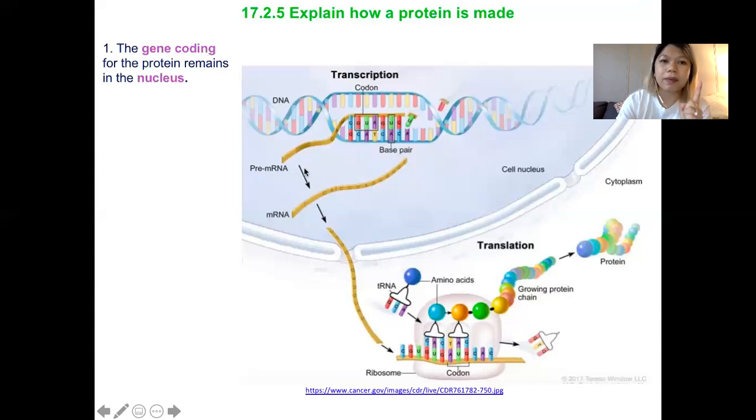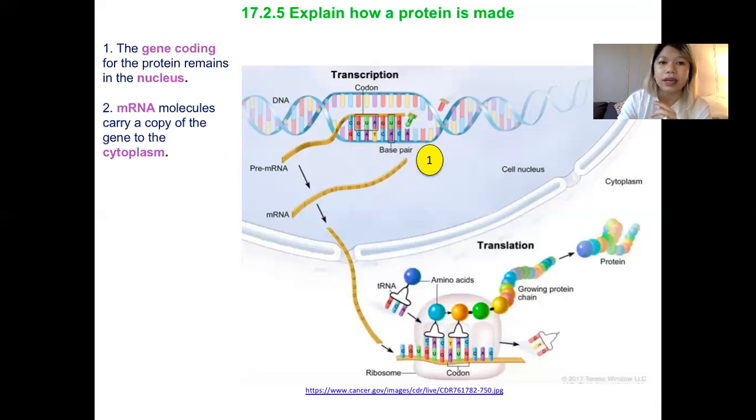Okay, so step number 1, all the genetic information, the coding, is always found in the nucleus, in that DNA. That's important to know. Step number 2, an mRNA is made and it carries a copy of that particular gene, so this one right here, out into the cytoplasm. So it passes through the nuclear pore and comes out into the cytoplasm where it meets up with a ribosome.